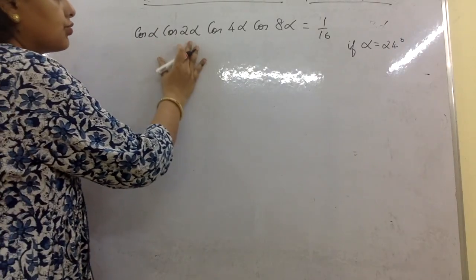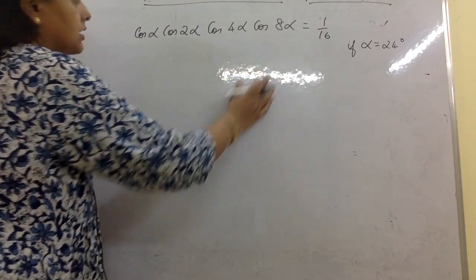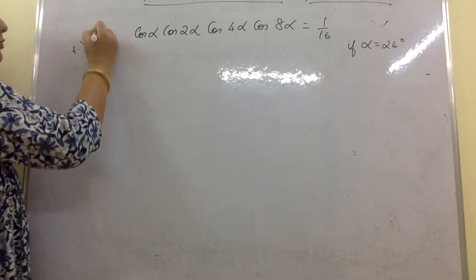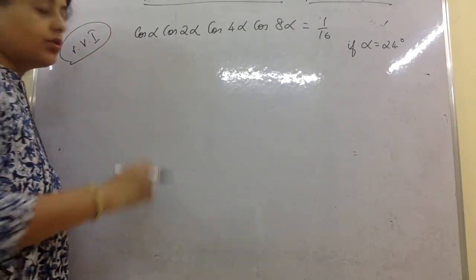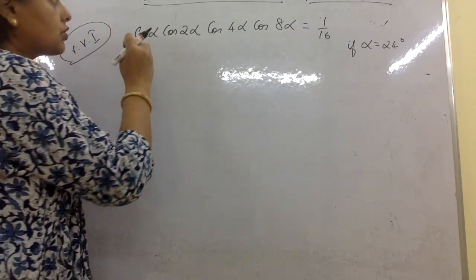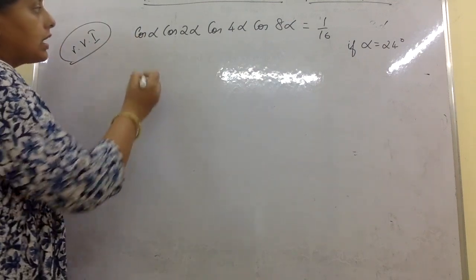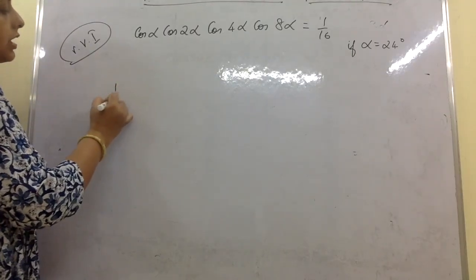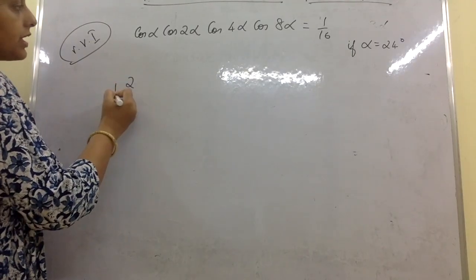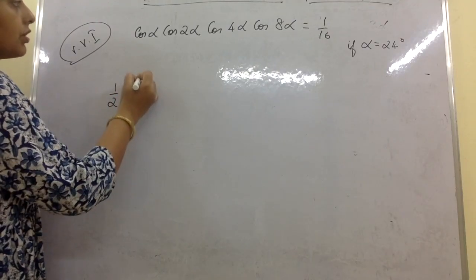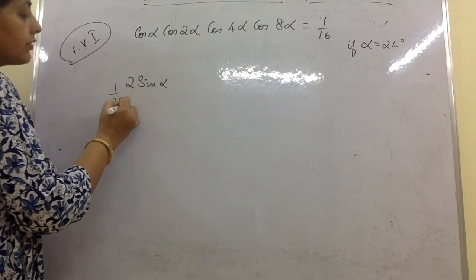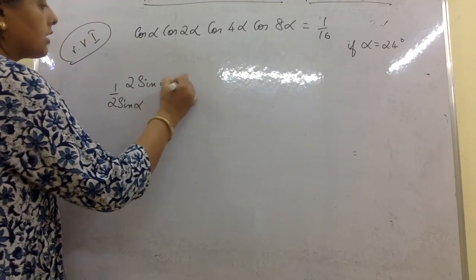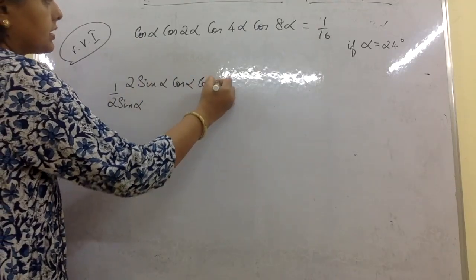Cos alpha, cos 2 alpha, cos 4 alpha, cos 8 alpha all multiplied is equal to 1 by 16. Very important question. You must know this question. Now if it is cos, what do we do? Here we'll divide with a half and we'll also multiply with a half. Then we'll also multiply a sine alpha, then we have to divide also with a sine alpha.